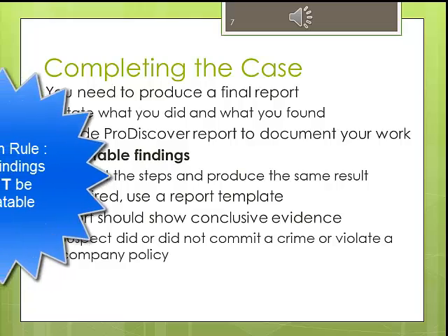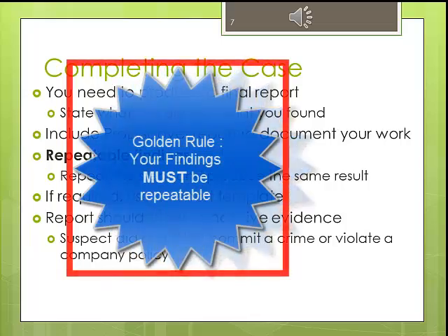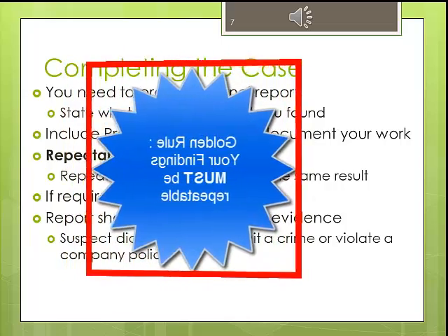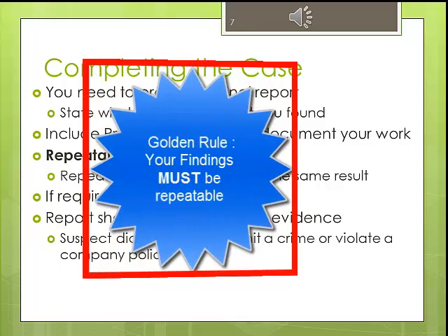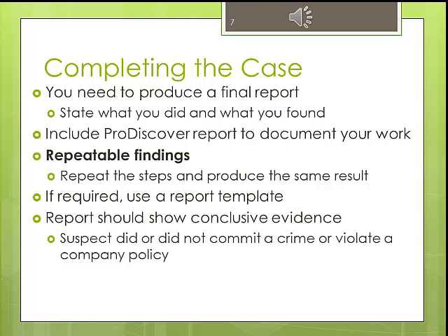Make sure that your findings are repeatable. This is another golden rule of computer forensics. Your findings have to be repeatable, meaning if somebody else does the same things that you did, they will get the same results. Also, you can test that by choosing a different tool to do the same exact function, and you should also get the same results.